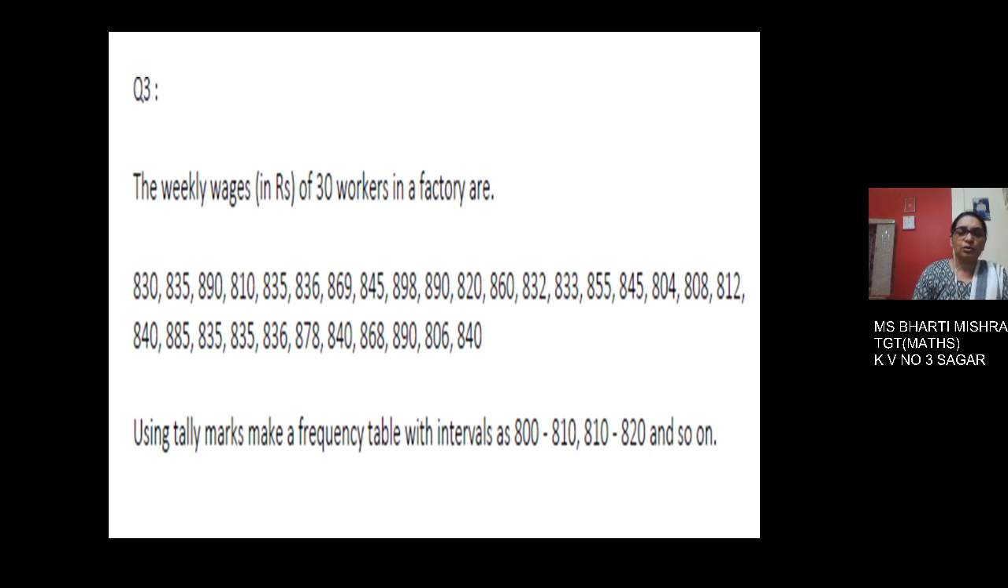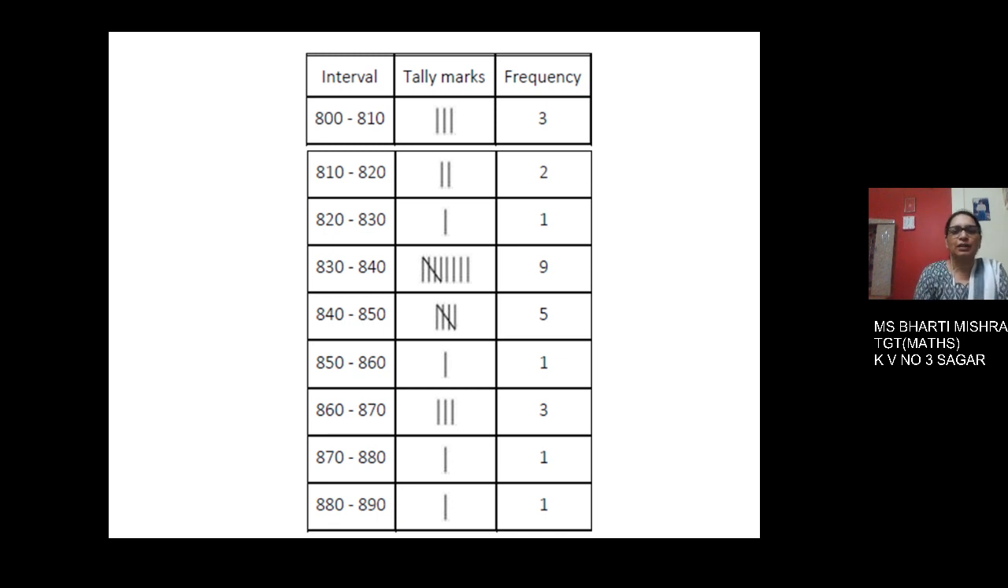So the total number of workers is 30. When you count all, it should end at 30. Now look here. We have got three columns: interval, tally marks and frequency. The first one is from 800 to 810, and it goes on till here, that is 890. So you will mark the tallies and enter them one by one.